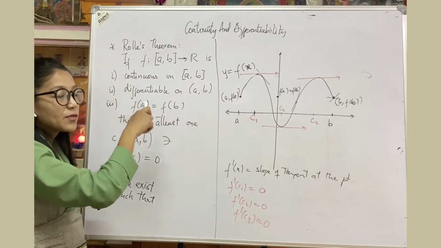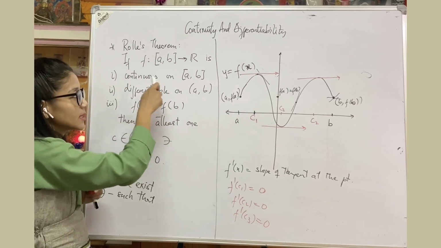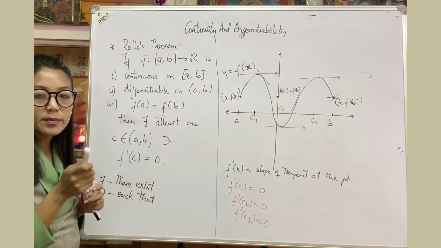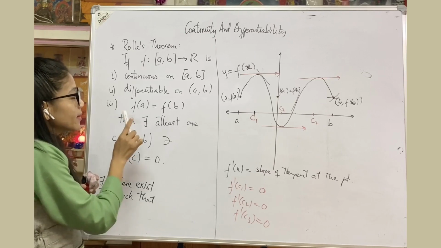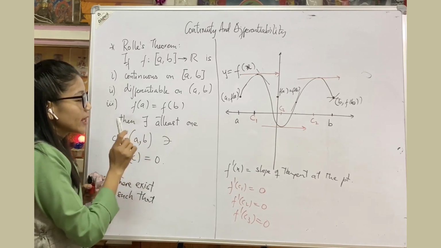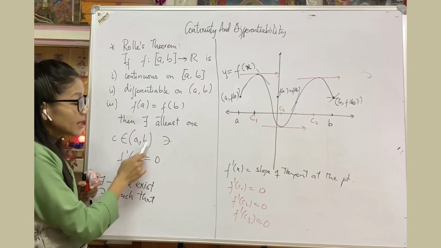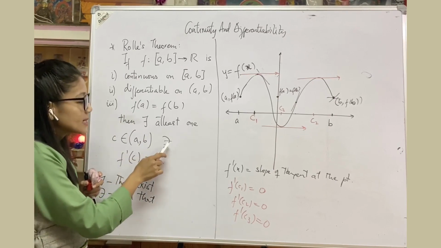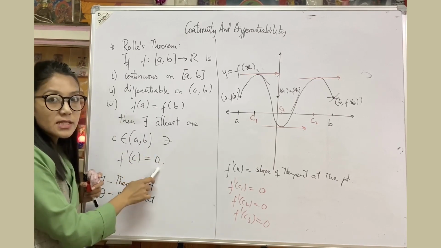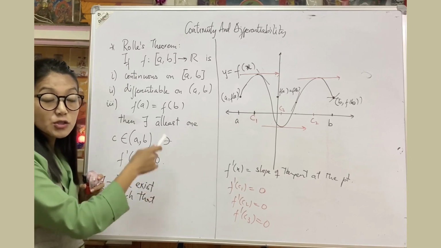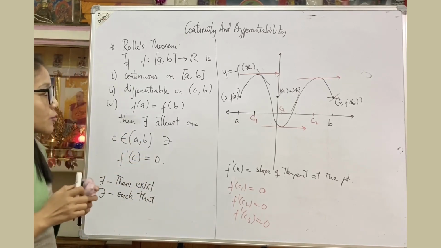If a function is satisfying all these 3 conditions, then it means Rolle's theorem is applicable, which means there exists, you can find at least 1 c. And that c will be within the open interval a, b, such that f dash c is equal to 0. Is that clear? So this is the statement of Rolle's theorem.